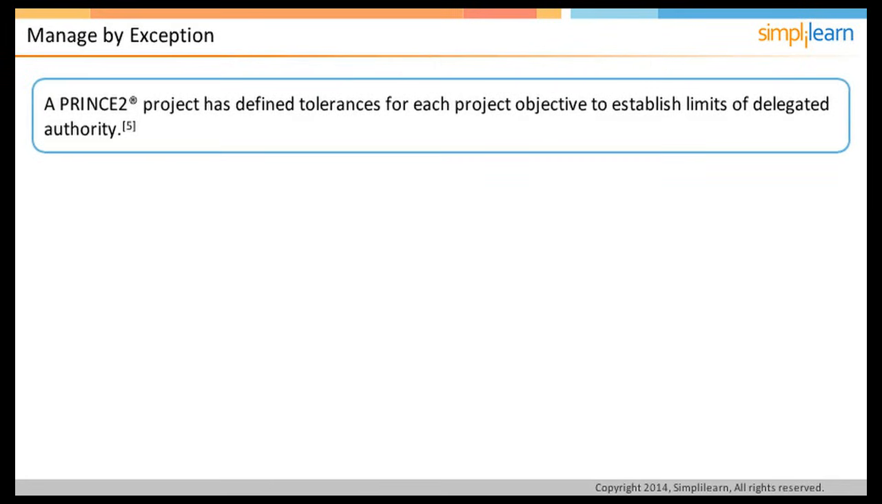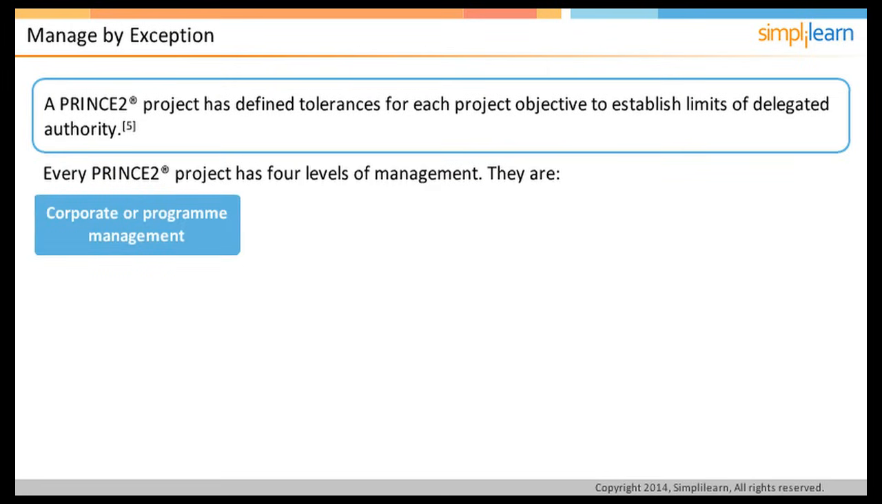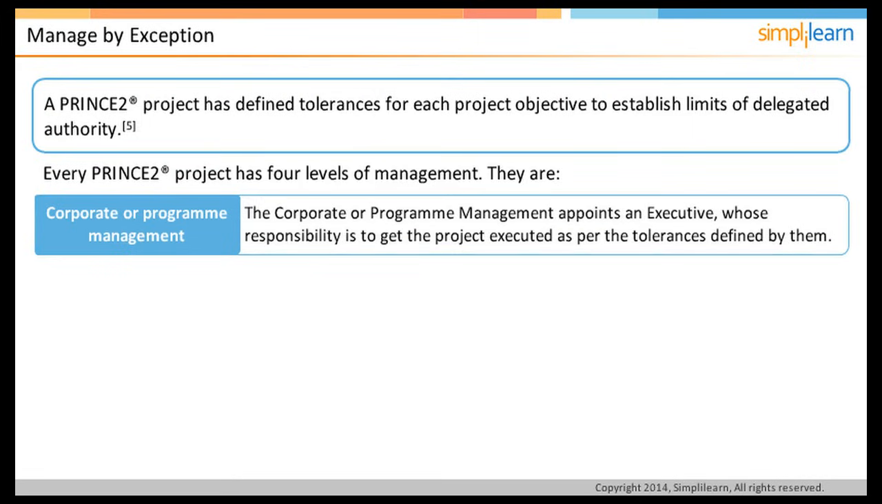A PRINCE2 project has defined tolerances for each project objective to establish limits of delegated authority. Every PRINCE2 project has 4 levels of management. The first level is called corporate or program management. This is the senior management level that decides to take on the project, and it defines the project level tolerances. Corporate or program management can lay down a rule saying that if the project cost is expected to exceed 5% of the original project cost, it must be brought to its notice and approved to continue with the project.